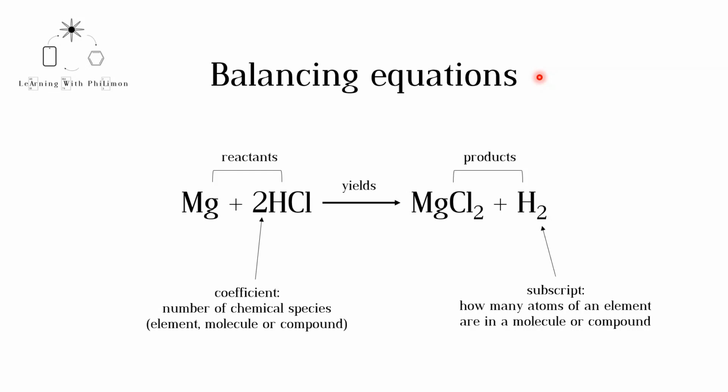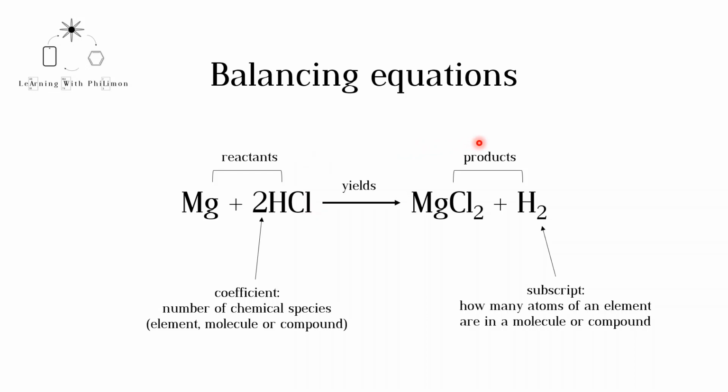In this video, we will be looking at chemical equations and how to balance them. A chemical equation uses chemical formulas to show what happens in a chemical reaction. The chemicals you start off with are on the left and are called reactants. The chemicals that are produced are on the right and are called the products.